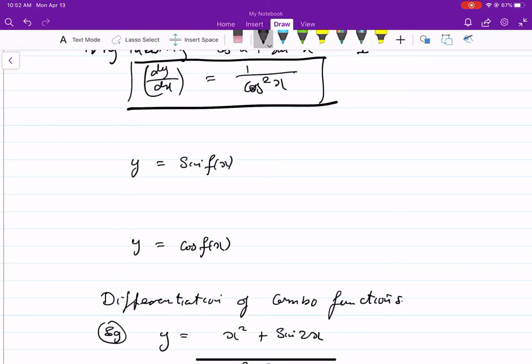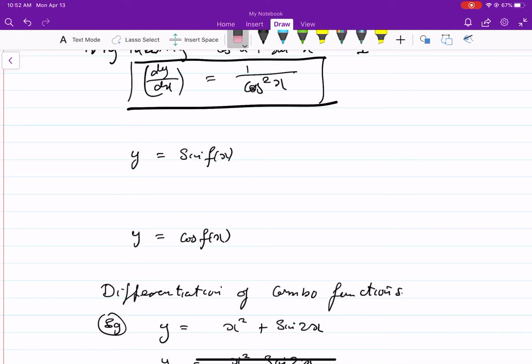Next, how about if y is equal to the sine of a function of x, not just sine x? Sine of a function of x. Well, the rule to differentiate this would be dy/dx is equal to f prime of x times the cos of f of x. f prime of x means you only differentiate this part here and put it in front. So let's try an example.